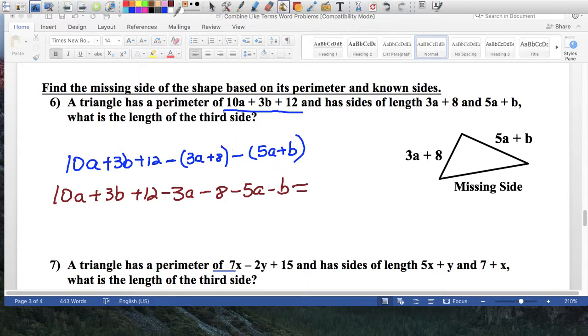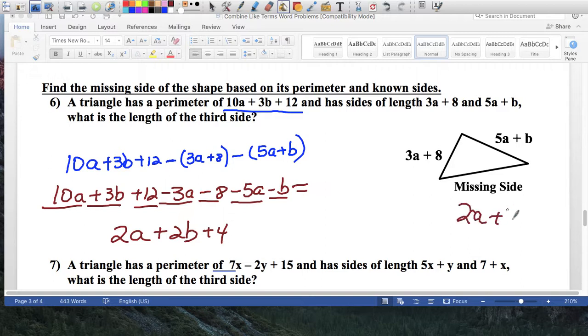So now it's just simply combining like terms. We have a 10a here. Do I have another 10a? 10a minus 3a is 7a, and 7a minus 5a is 2a. B's have a positive 3b and a minus b. Positive 3b minus b gives me positive 2b. 12 minus 8 is simply 4. So the missing side is 2a plus 2b plus 4.